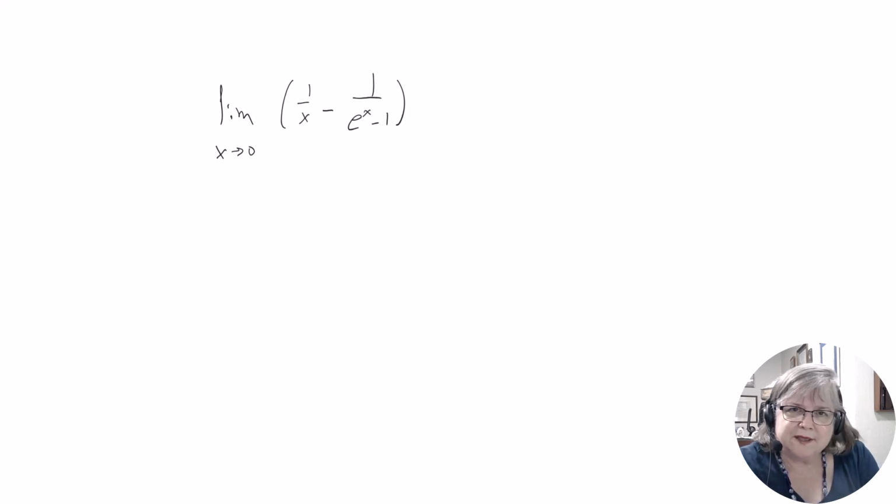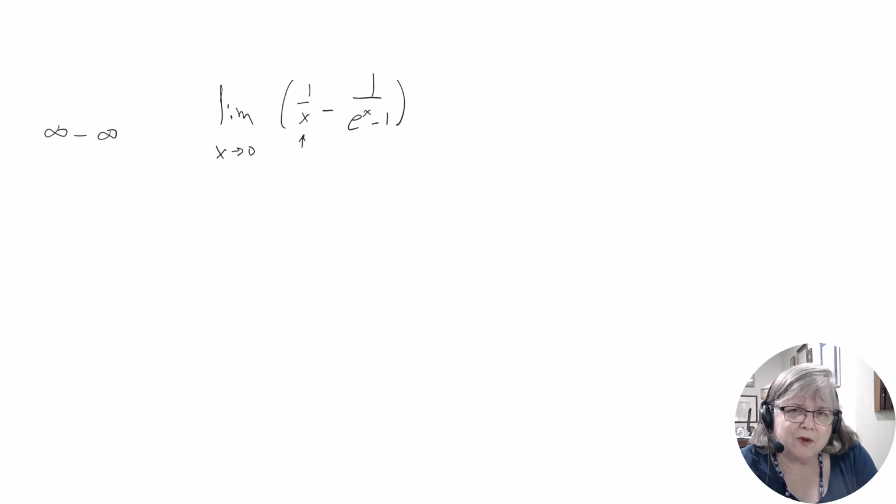So I have the limit as x goes to 0 of 1 over x minus 1 over (e to the x minus 1). Now as x goes to 0, you're getting close to 0. You don't actually have to get to 0. So this x is getting closer and closer to 0, like 0.1, 0.01, 0.001, 0.0001. As you divide by progressively smaller numbers, you're going to get infinity, and you're going to get infinity here. So it's going to be one of those indeterminate forms.